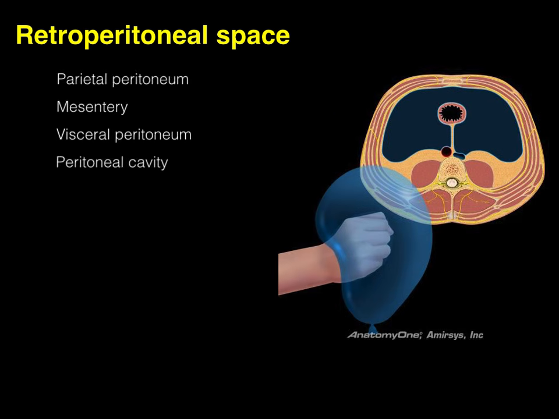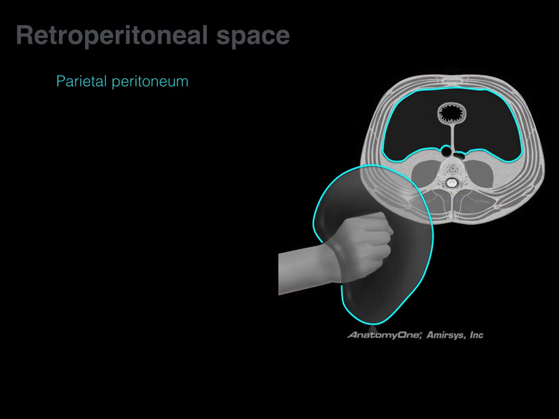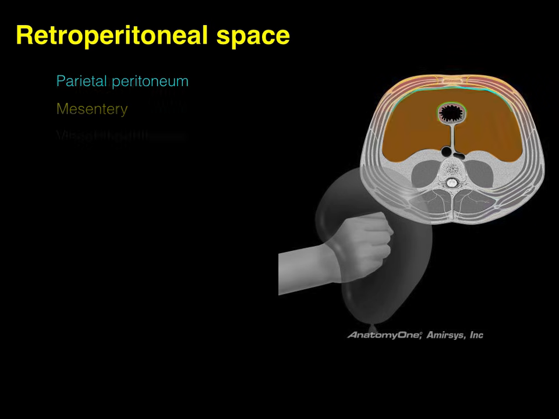To learn about the retroperitoneal space, we have to review the following things: parietal peritoneum, mesentery, visceral peritoneum, and the peritoneal cavity. So first, the parietal peritoneum in blue is the mesothelium lining the wall of the abdominal cavity. Mesentery is this double membrane of peritoneum that then comes and surrounds each organ, which we call visceral peritoneum. And then the peritoneal cavity is the fluid-filled space within this peritoneal lining.